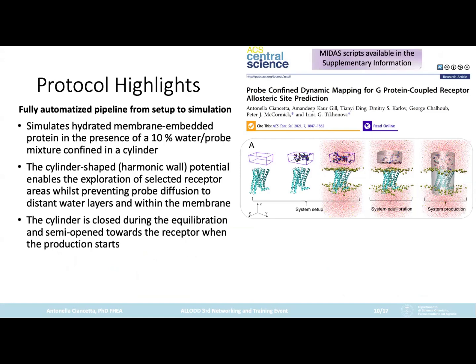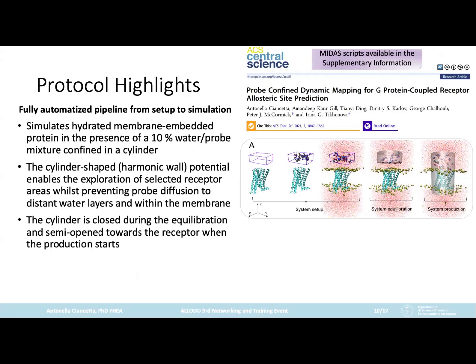A full description of the protocols and the scripts are available as supplementary information of the accompanying publication. But just to give an overview, they are designed so that you can set up and run the simulation by just running one script. And these cylinders are kept sealed during the calibration so that the particles, the probes, will not start interfering with the system before the actual production is run.